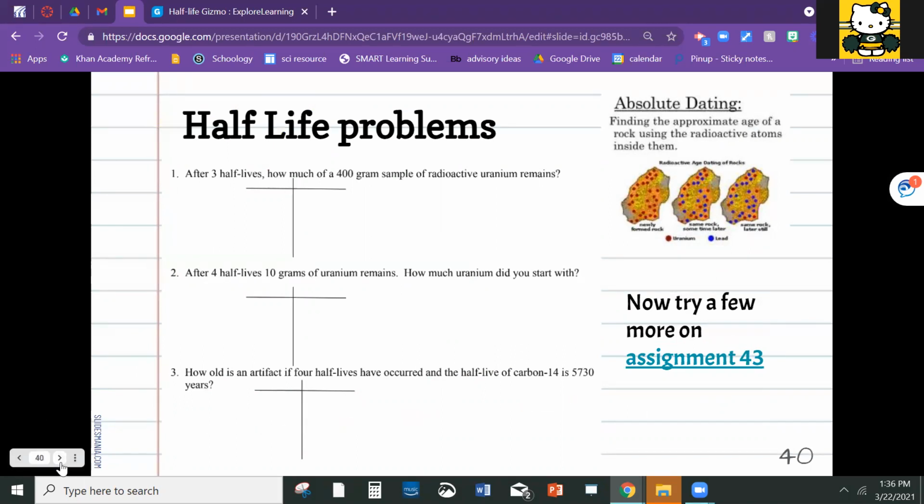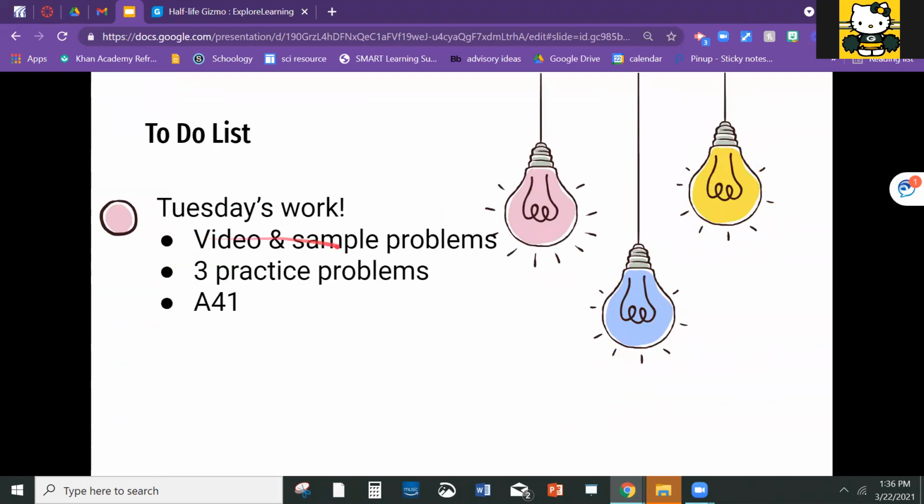So our to-do list looks like this. For Tuesday, we have a video and the 2 sample problems to copy down. We have 3 practice problems in our notebook. And then we have assignment number 41. I'm going to stop this video if I remember how to do that.